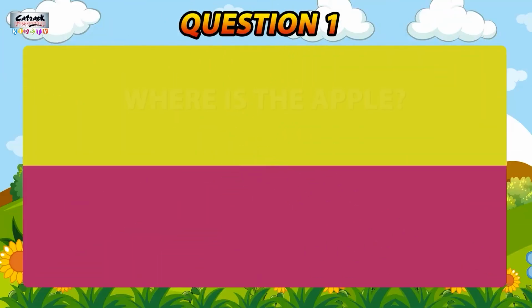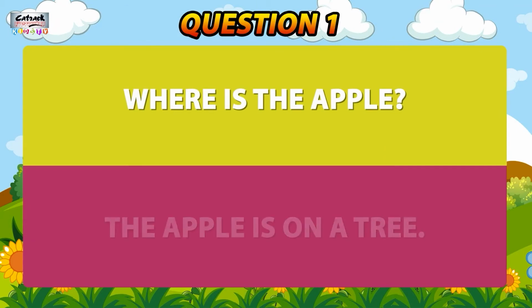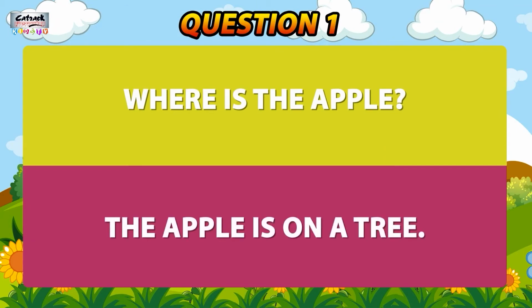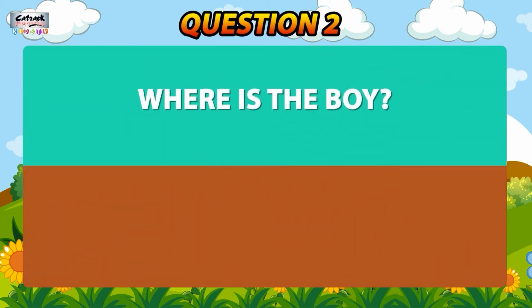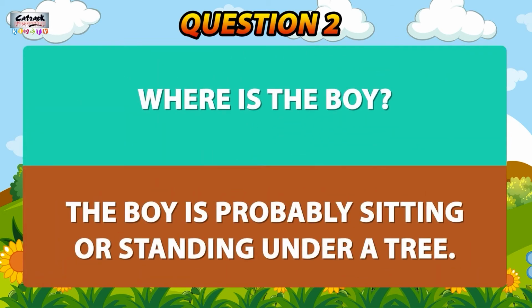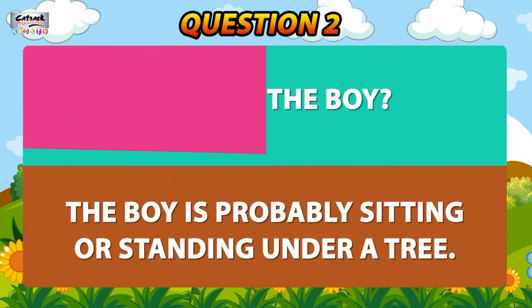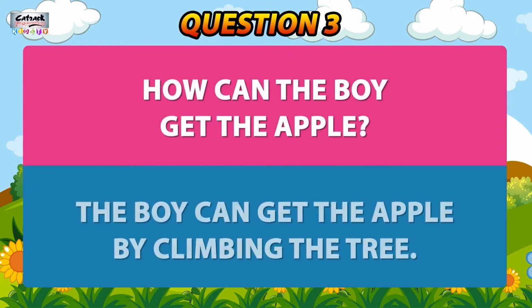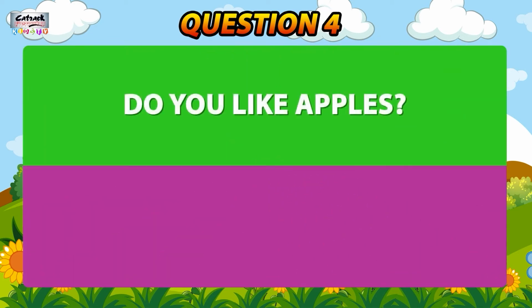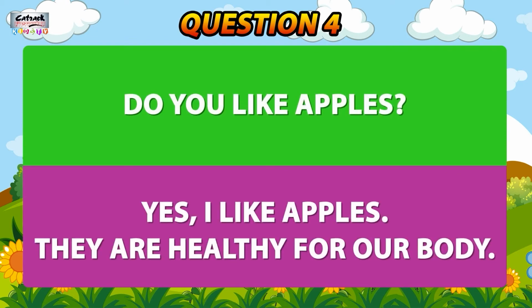Question 1. Where is the apple? Answer. The apple is on a tree. Question 2. Where is the boy? Answer. The boy is probably sitting or standing under a tree. Question 3. How can the boy get the apple? Answer. The boy can get the apple by climbing the tree. Question 4. Do you like apples? Answer. Yes, I like apples.